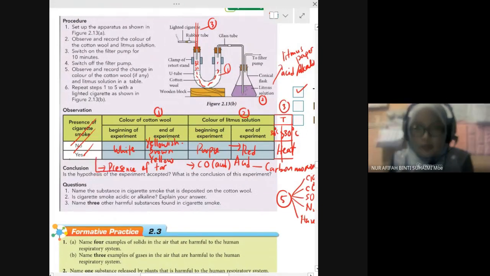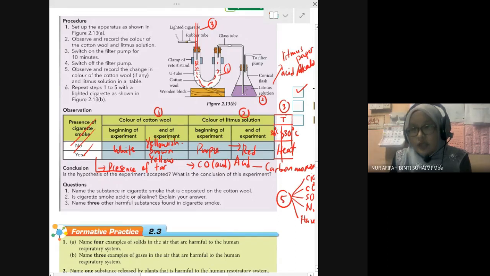Okay, conclusion mesti sama dengan hypothesis. Bila soalan tanya what is the conclusion, so you just rewrite the hypothesis. Tulis semula hypothesis yang buat dekat atas tadi. Okay, tulis balik. But you must write down either hypothesis is accepted or not.